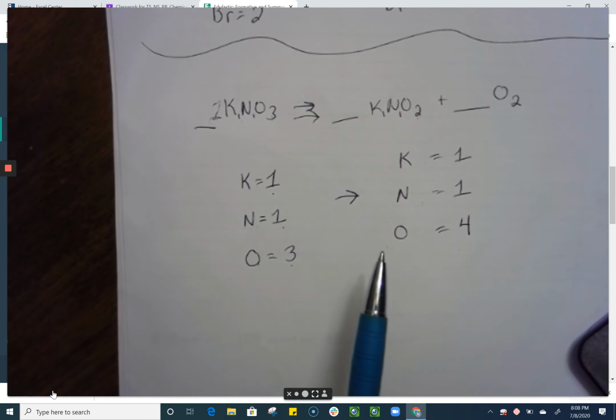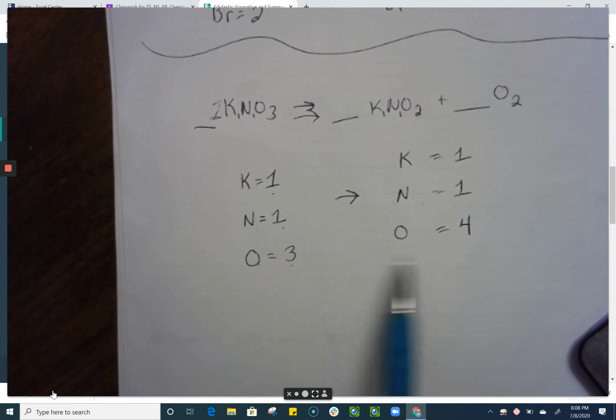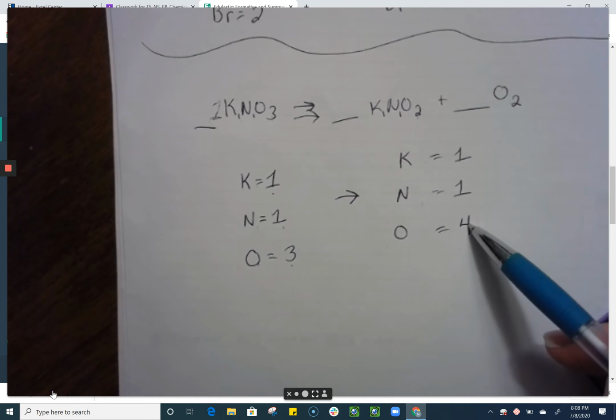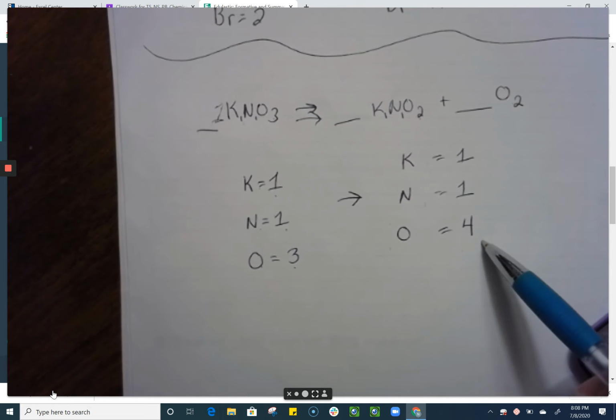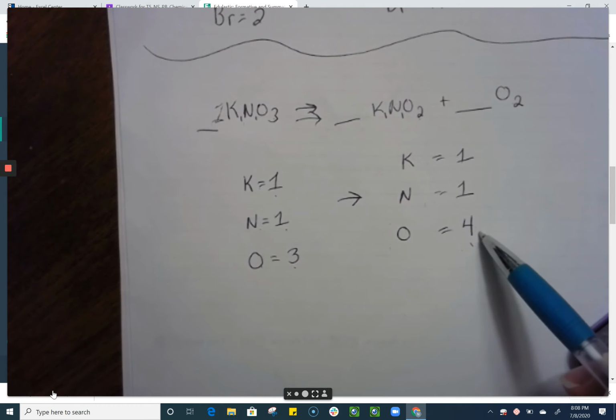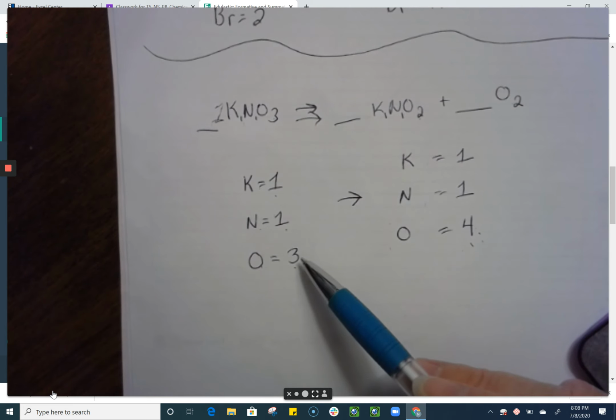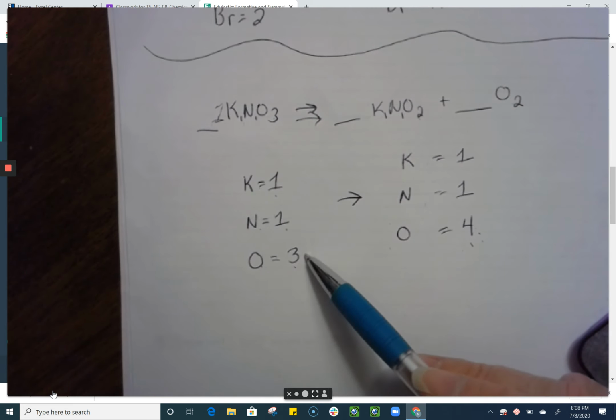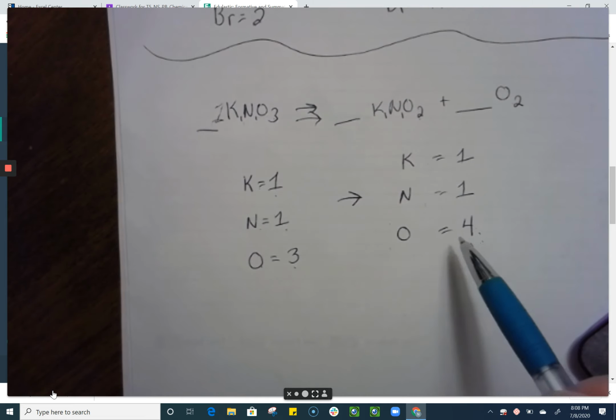Now, let me say something. When you have these odd numbers, like a 3 and a 4, I would try to find the least common multiple. What's a number that they both will go into? Because then it's easier to figure out the rest of it. If I double 4, that's 8. 3 will not go into 8 evenly. 3 times 4 is 12. 4 goes into 12 evenly, and 3 goes into 12 evenly also. So we need to figure out a way to get 12 oxygen.